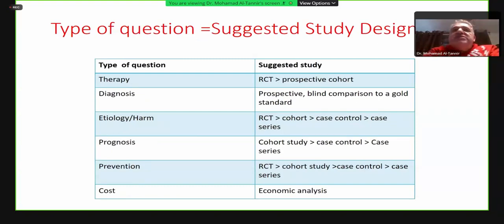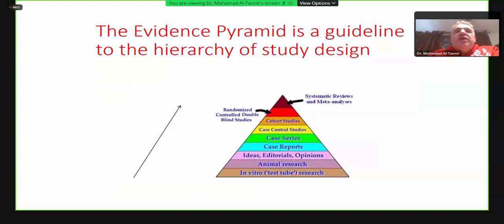So type of question and suggested study design: for therapy, it is a randomized clinical trial. For etiology, it is a randomized clinical trial, then followed by cohort, case control, or case series. For prognosis, a cohort study is the best study design, followed by case control or case series. Prevention is the same as therapy and etiology, it should be a randomized clinical trial. For diagnosis, it will be a prospective and blind comparison, which is the gold standard.